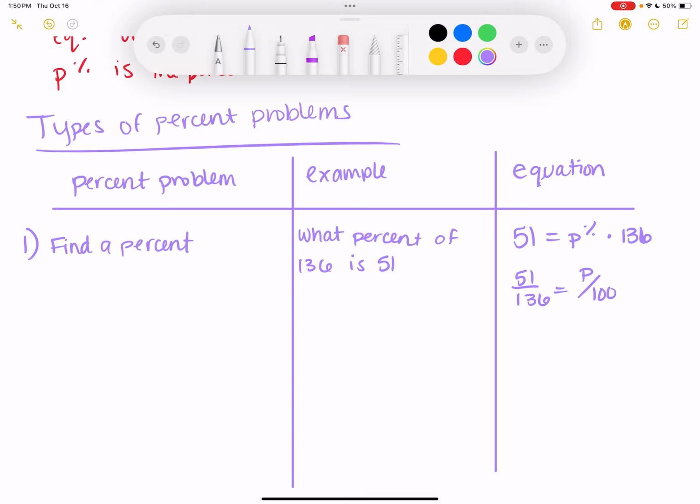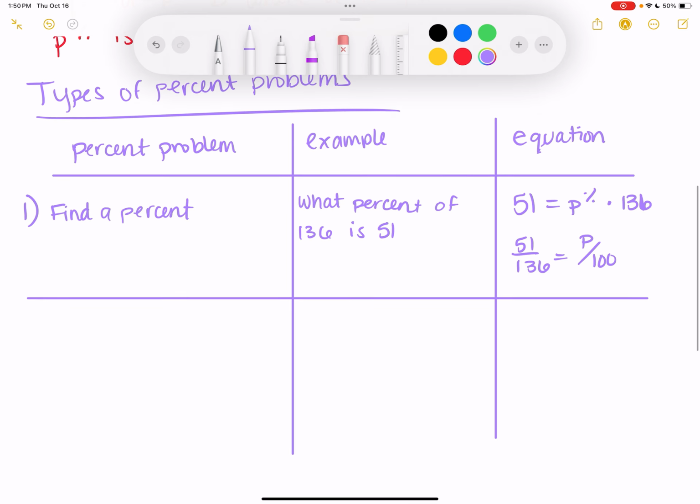So do you have to just write it like 51 over 136? Yeah, we would end up multiplying it out and finding it. I'm just showing you how to set it up right now. We'll actually solve them when we get into the homework problems. Is it going to be butterfly? Not really. It depends on the problem.